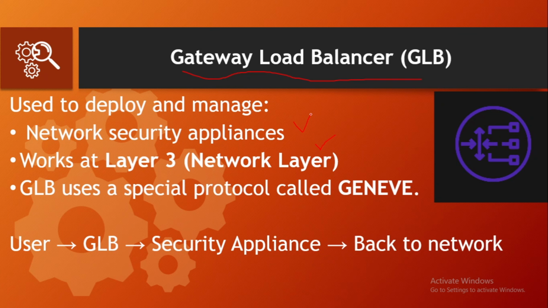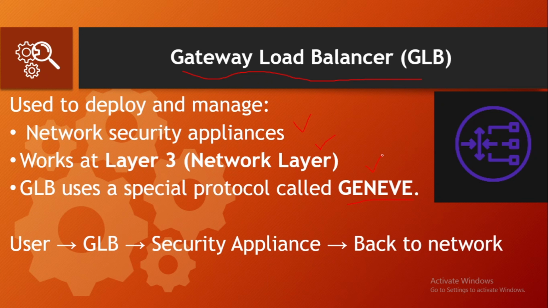So gateway load balancer utilizes a special protocol called Geneve. It encapsulates traffic and sends it to security appliances. A simple explanation is, let's say the original traffic is wrapped inside another packet and then sent to the firewall, and the firewall inspects it and sends it back to the network. Geneve allows secure and efficient traffic inspection.